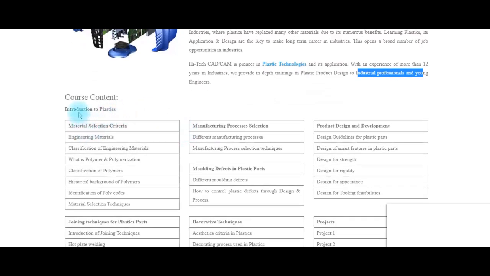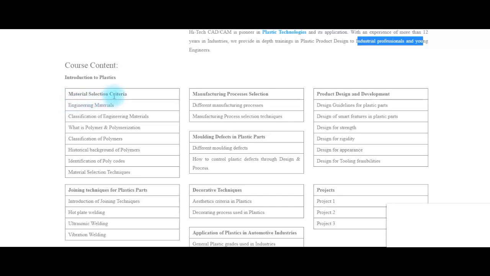First content is material selection criteria. In this material selection criteria, look at the first point, which is engineering material. If we have the material specification, then we can prepare for the mold and many other things also. Second is classification of engineering material, meaning for mold and for plastic product which material is specifically used. That criteria is also defined in this chapter.